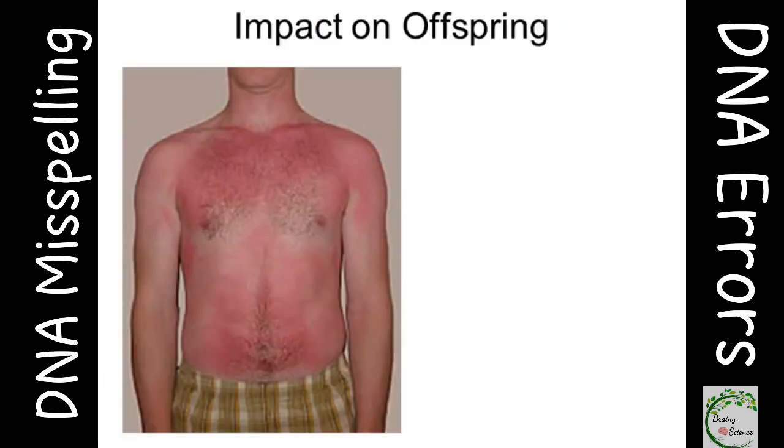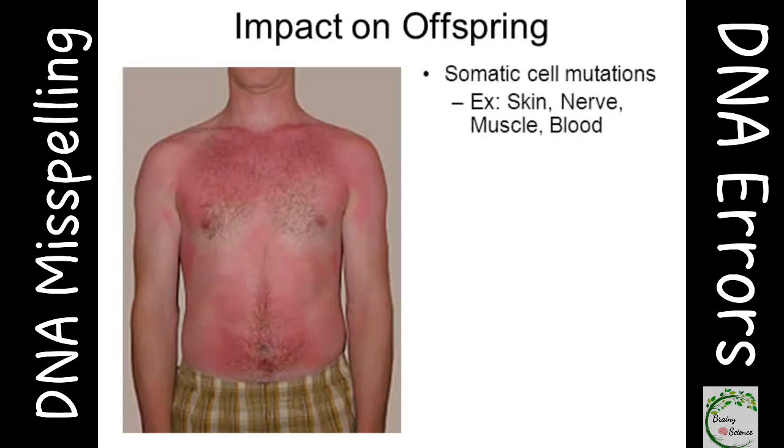So what impact would this have on offspring? Well, first of all, it depends on what kind of mutations we're looking at. Are the mutations in somatic cells? Remember what somatic cells are? Skin cells, nerve cells, muscle cells, blood cells. Somatic cells are body cells. Somatic cells are non-sex cells. And so these mutations only affect the individual.